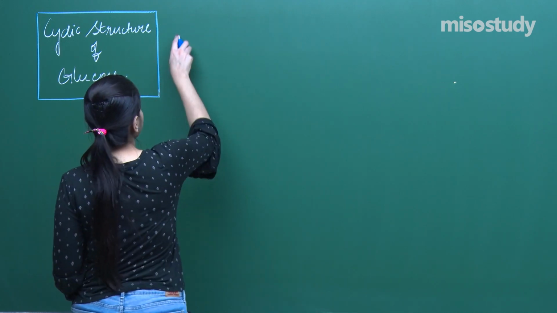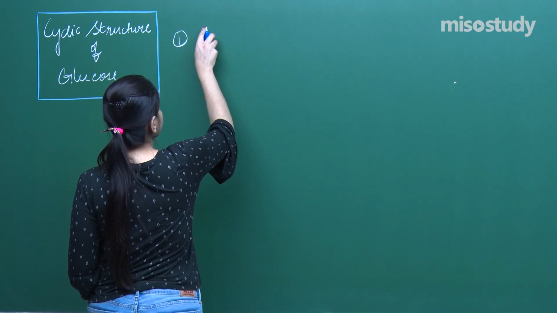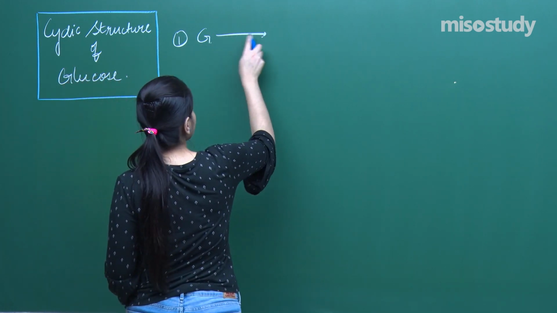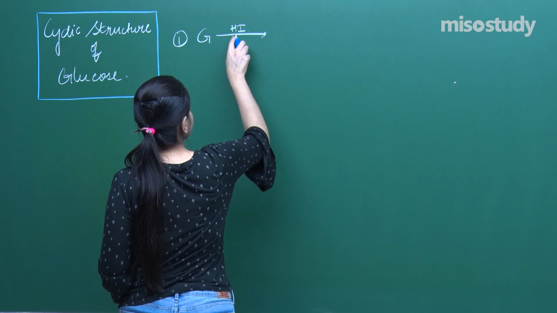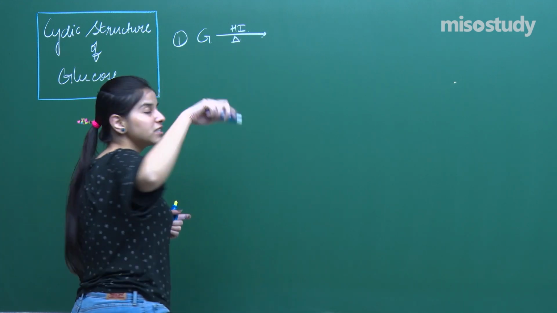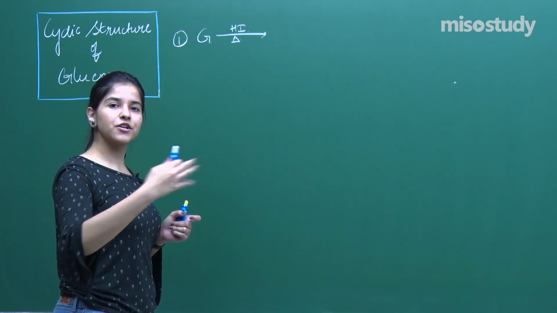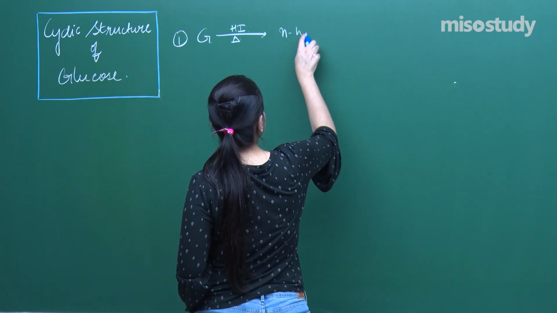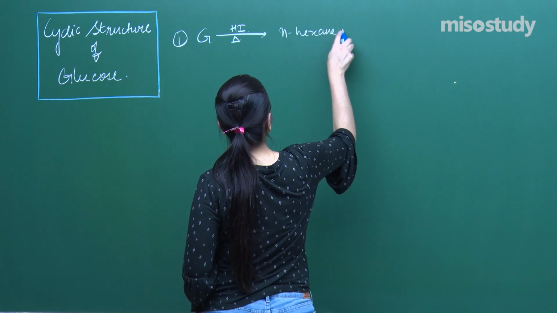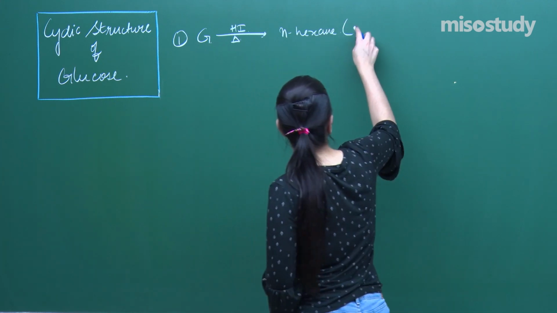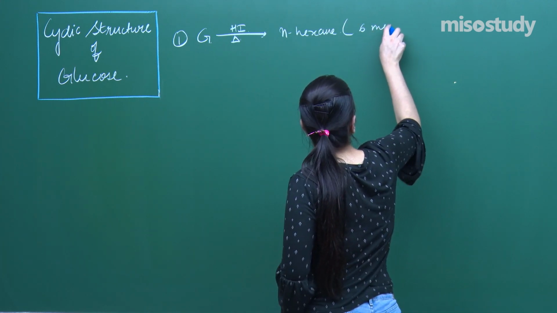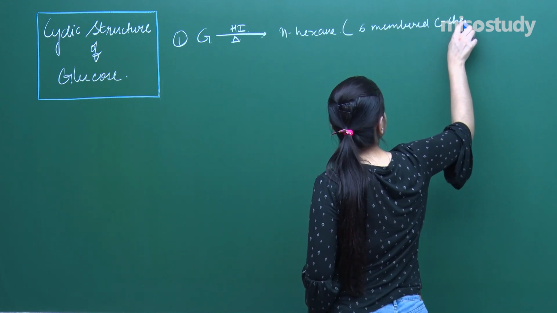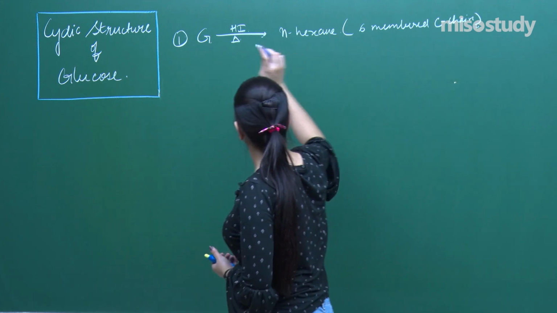So, that was the first reaction which I had for glucose. I am just writing G over here, right? I performed HI, heated the reaction mixture, prolonged heating it was, so that it gets reduced completely. I obtained n-hexane, right? And from here what I inferred was, yes, it's a 6-membered carbon chain. Clear? So, that is one thing.